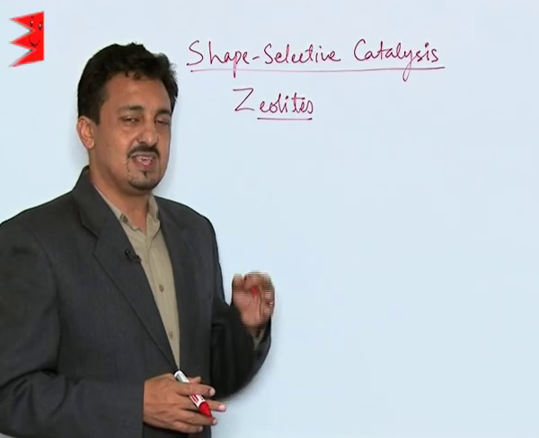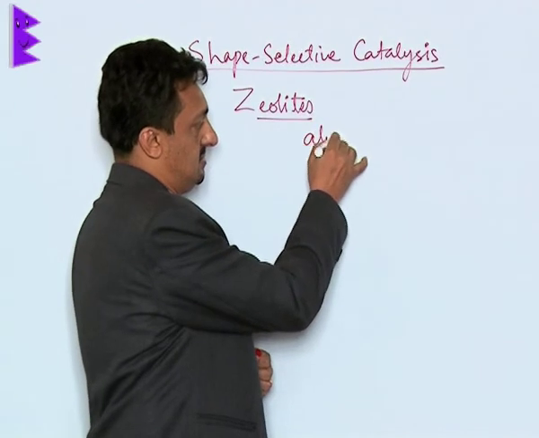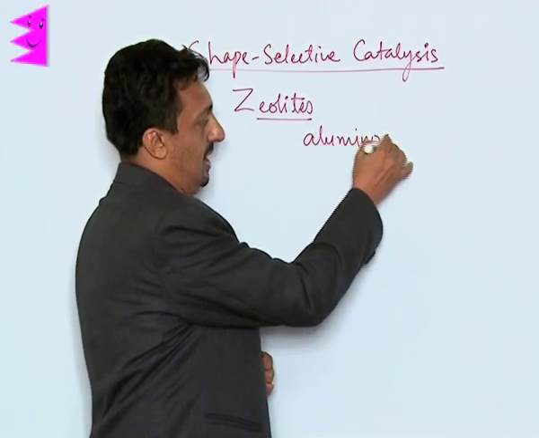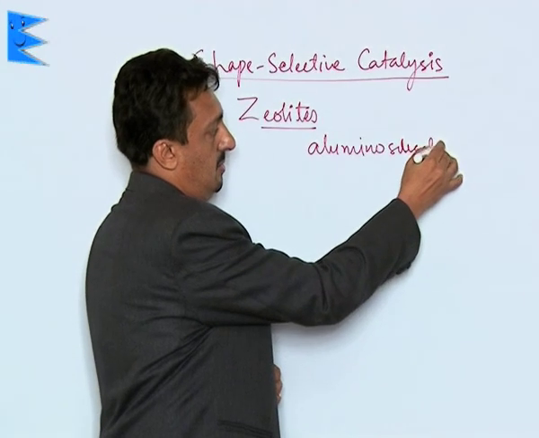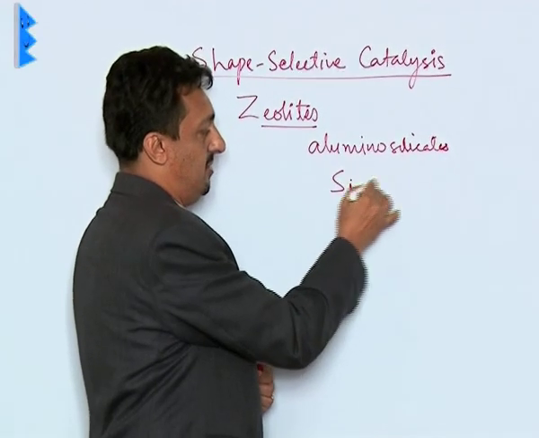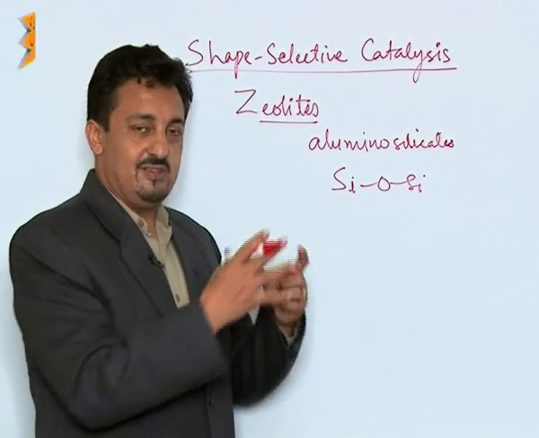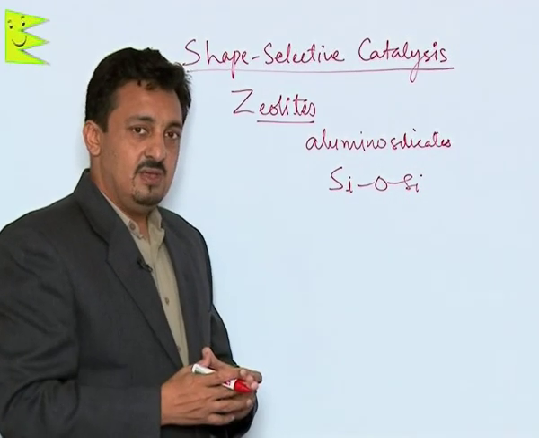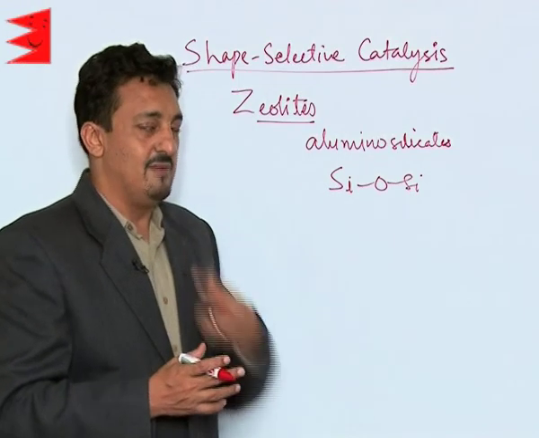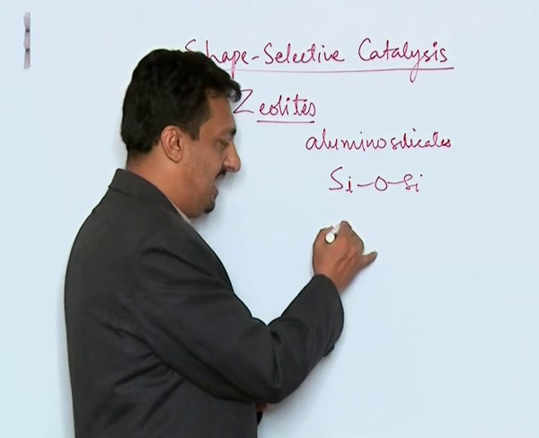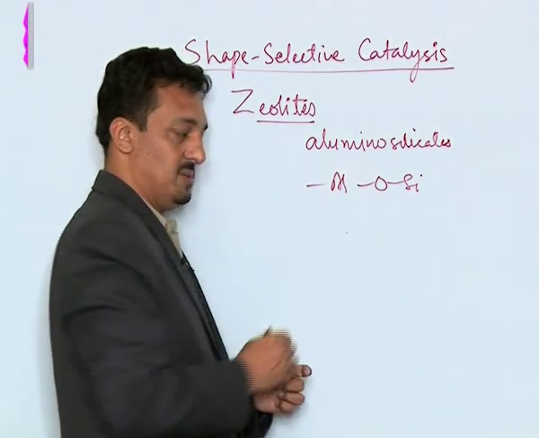Now, zeolites chemically are aluminosilicates. They are aluminosilicates. What they have is silicon-oxygen-silicon bondings, a three-dimensional network bonding, in which the silicon and oxygen form giant structures, but some of the silicons are replaced by aluminium. So it's almost like this aluminium, like this one.